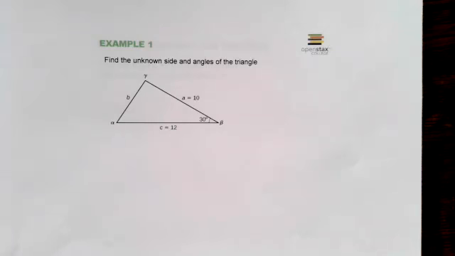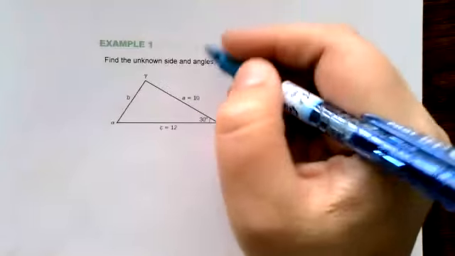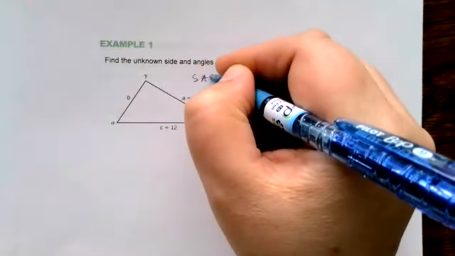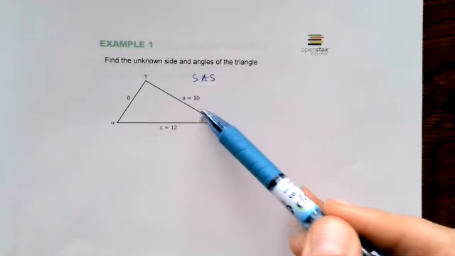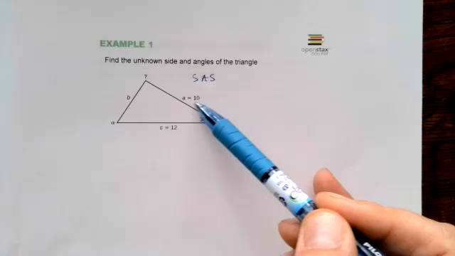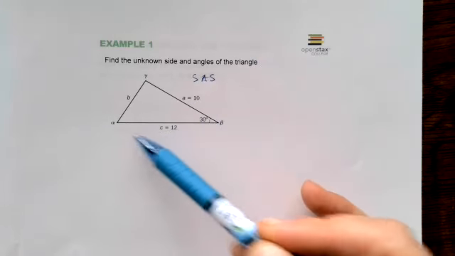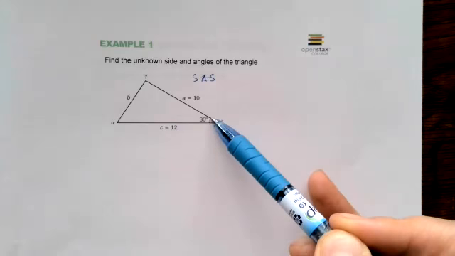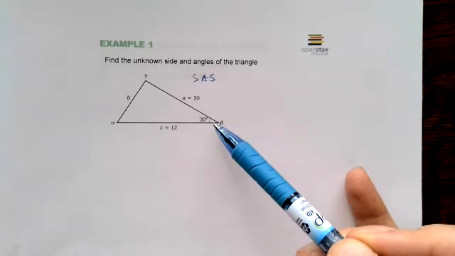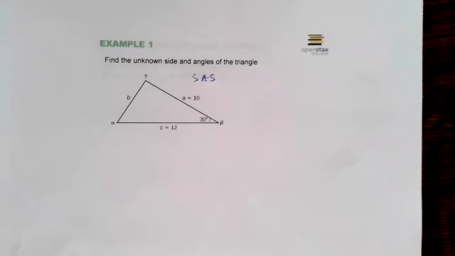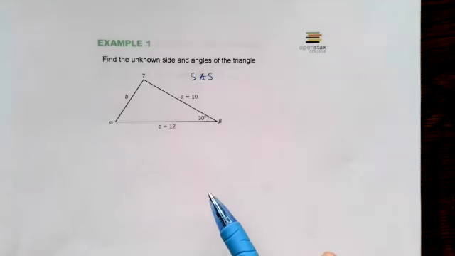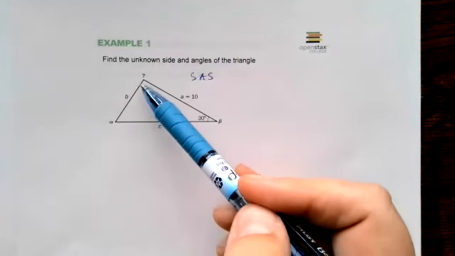Our first example for using the law of cosines is as follows. Find the unknown side and angles of the triangle. This is a typical side-angle-side situation where we know one side is 10, the other side C is 12, and the angle in between them is 30. So this is a classical example for application of the law of cosines.